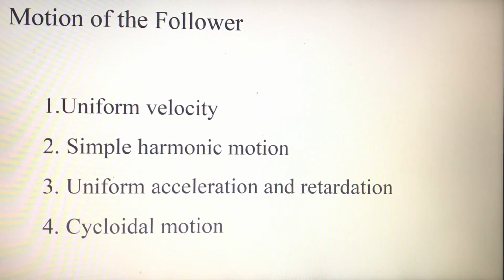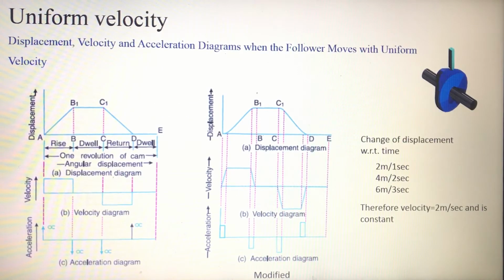So this is the displacement, velocity and acceleration diagram. The first one is the displacement diagram. On the y-axis it is displacement, on the x-axis it is angular displacement, or one revolution of a cam, that means 360 degrees, or else we'll call it time. This axis represents time also.